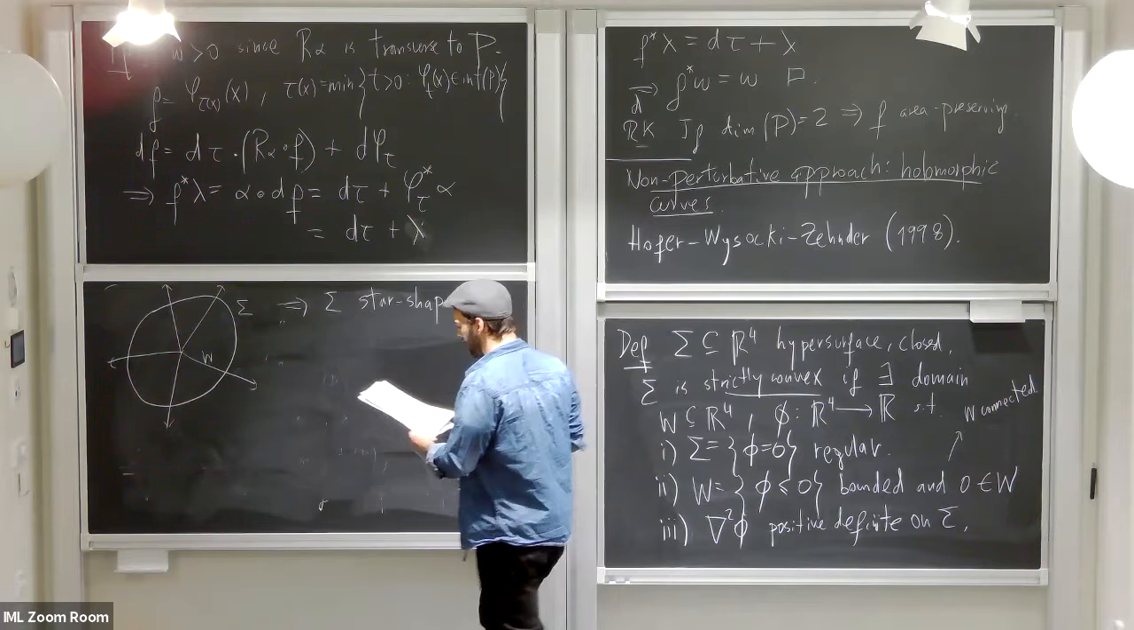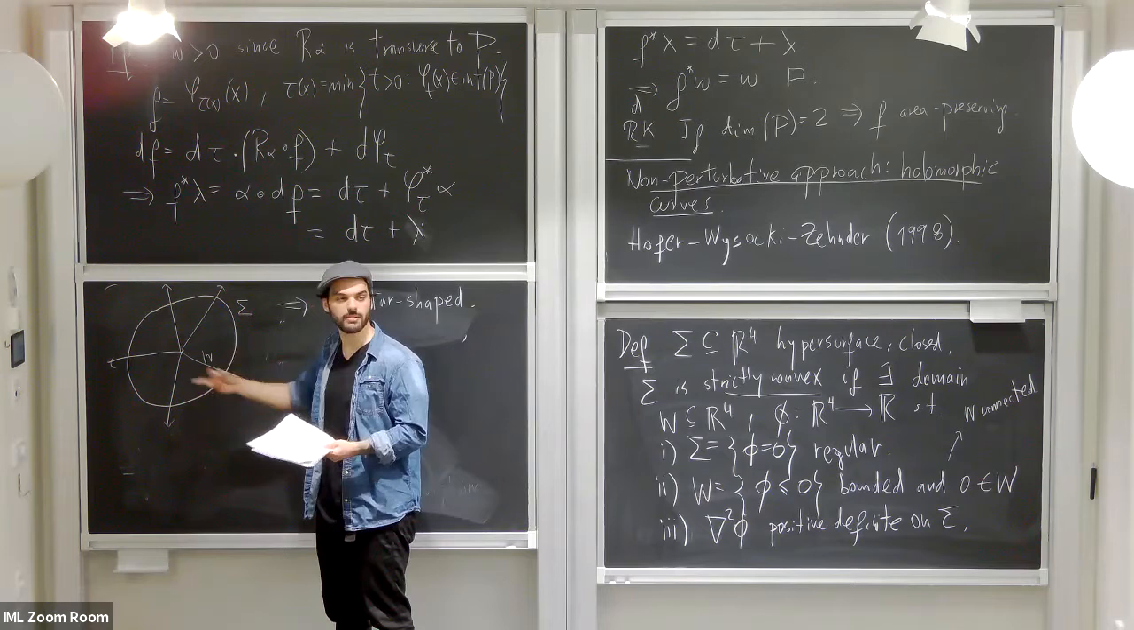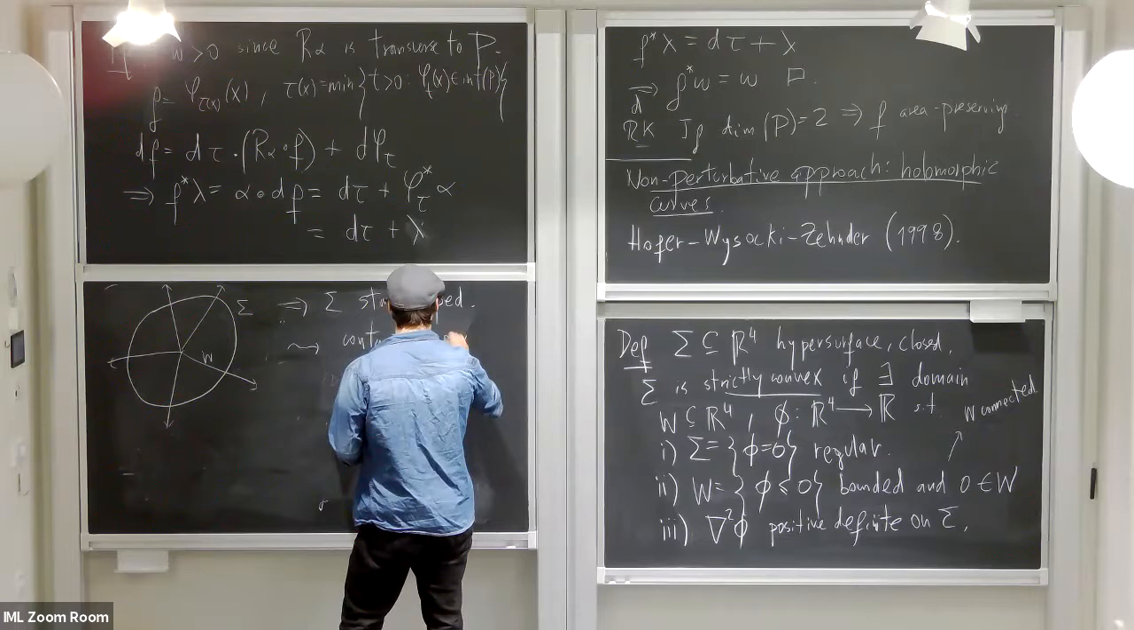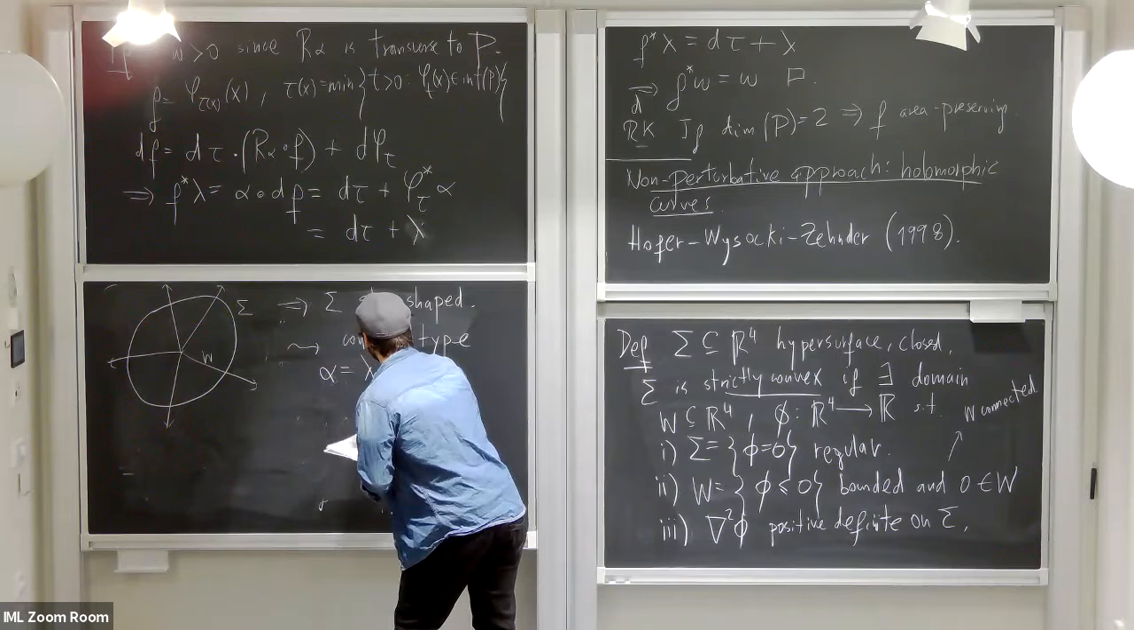Does this mean W is convex too? Yeah, I mean, if you want, a domain is convex if its boundary is convex. Okay. So in particular sigma is star-shaped, which means that it is contact type. I inherit a contact form alpha, which is just the restriction of the standard Liouville form in R4 to sigma. So this is a contact form.